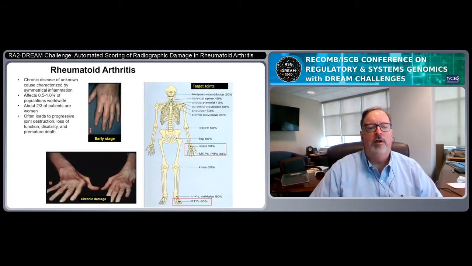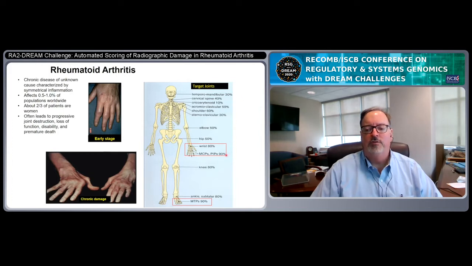Rheumatoid arthritis is a chronic disease of unknown cause characterized by inflammation in the joints in the early stages, shown here. It can affect up to 1% of the population worldwide and has been seen in every ethnic and racial group. About 2/3 of patients are women, and the end stage, as shown here, is progressive joint destruction with loss of function and disability, and it has been associated with premature death.